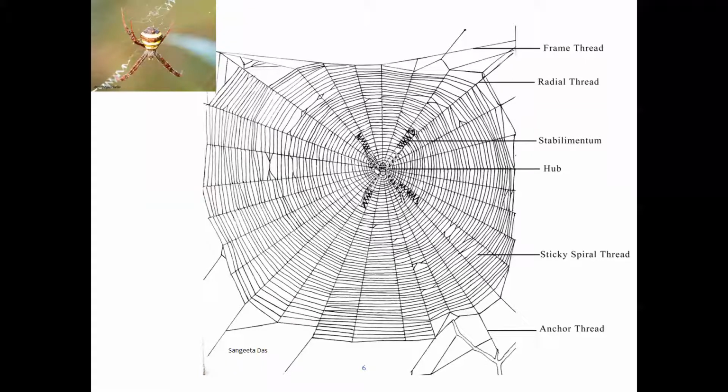Then we have the center of the web which is called the hub. Then we have the sticky spiral threads which form the ring-like structures. In case of orb webs, they are never concentric rings or complete rings. They are formed in the form of spirals, but they are not a completely circular structure. Then we have the anchor threads. These anchor threads help the web to get attached to the substratum.